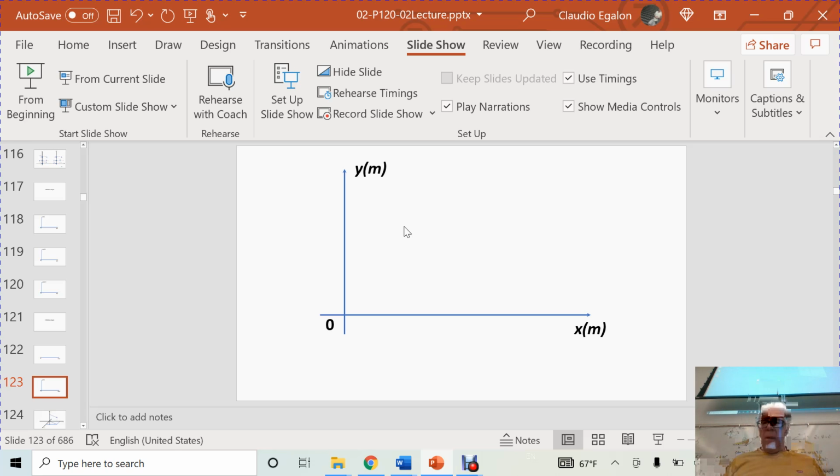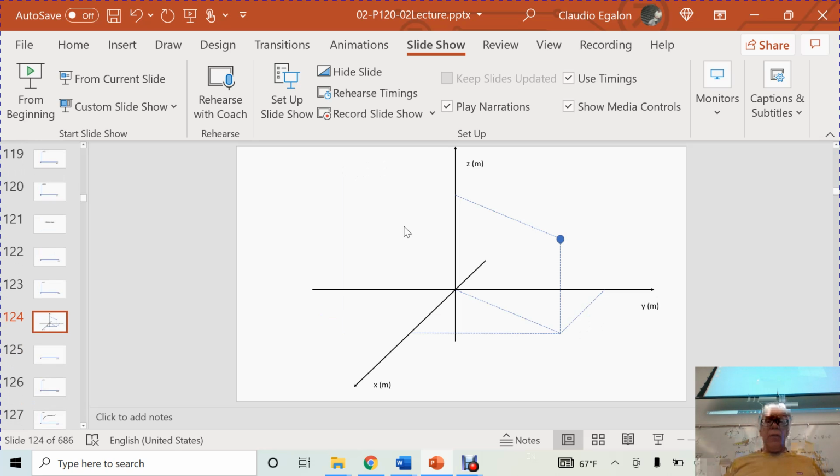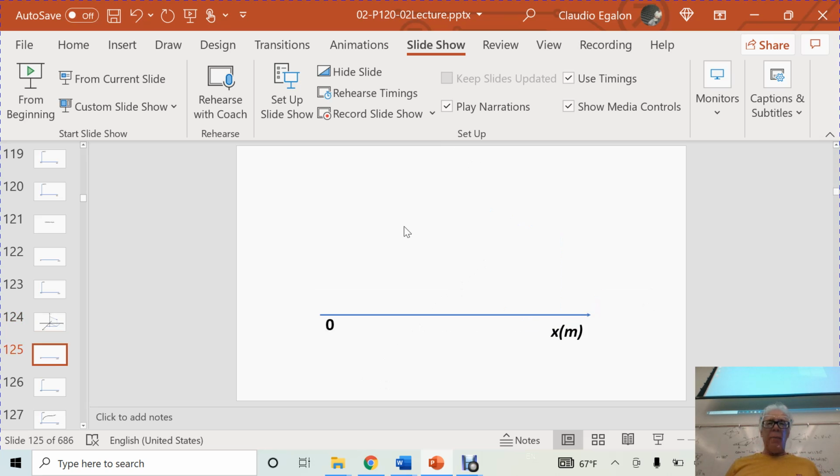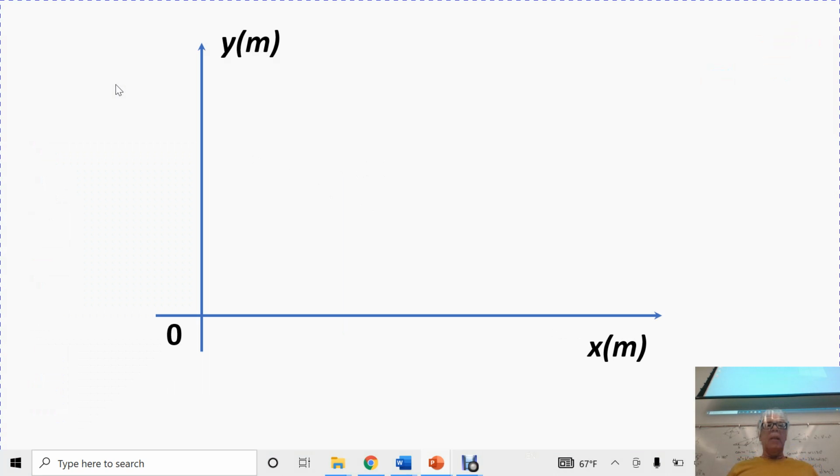So here you go. In two-dimensional motion, you need the x and the y axis. Okay? Three-dimensional motion, you need the x, y, and z axis. Here's a particle located in the three-dimensional space. But let's go back to two-dimensional motion, okay? X-axis, y-axis. Let me do it this way. Here you go. Better, right?